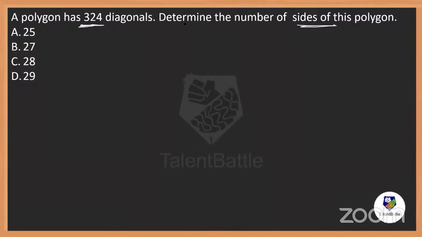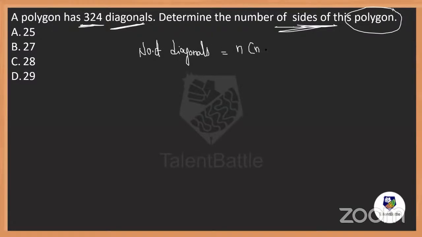Whenever the diagonals are given and they ask for the number of sides of the polygon, how do we identify it? There is a particular formula. Whatever the polygon is, it can be a 4-sided, 5-sided or 6-sided figure. Whenever a polygon is given, the number of diagonals is always equal to n into n minus 3 divided by 2. This is the formula, n(n-3)/2. By using this formula, we are going to answer the question here.